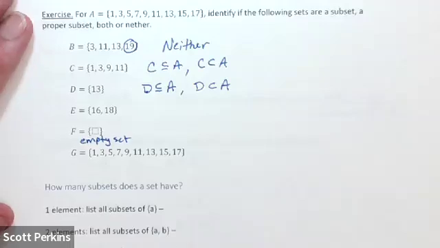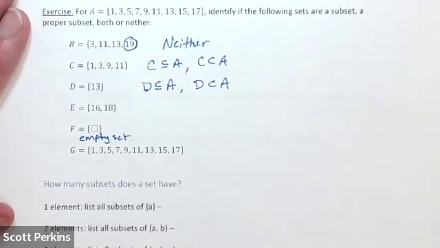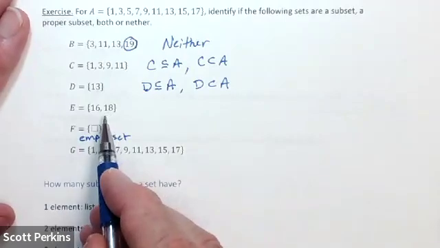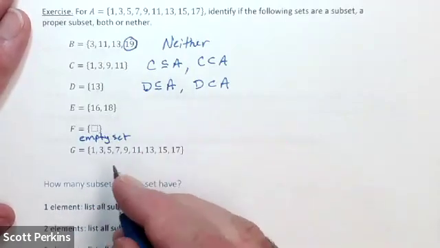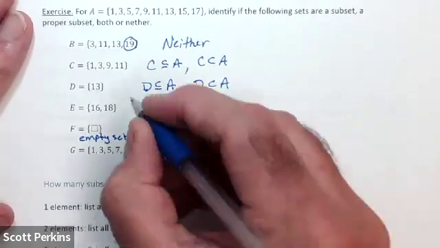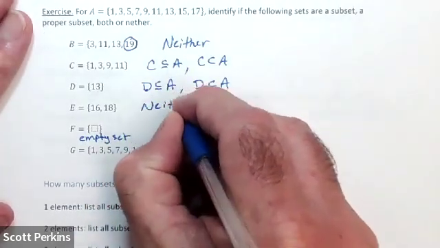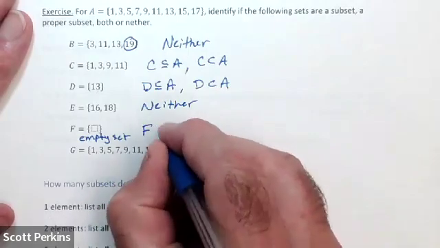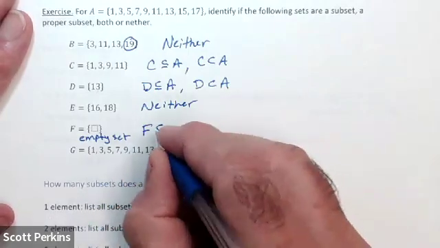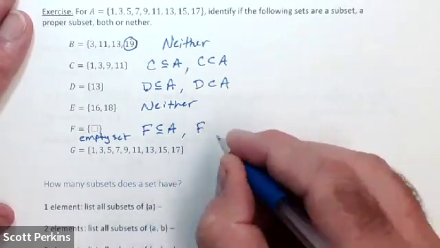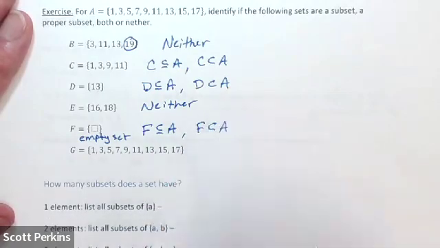All right, set E. What did you answer for set E? Yeah, 16 and 18 are not in set A, so it's not a subset. And because, again, since it's not a subset, it can't be a proper subset. This one is neither. Great job. How about the empty set, F? It's both. Yep. F is a subset because I told you F is always a subset, and also it doesn't contain all the elements, so it is a proper subset of A.